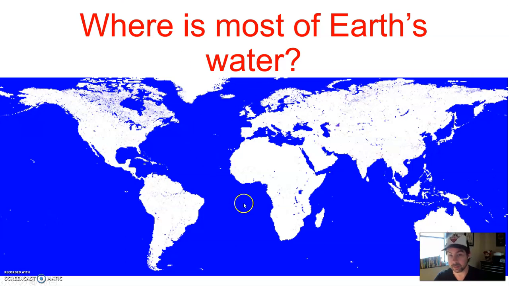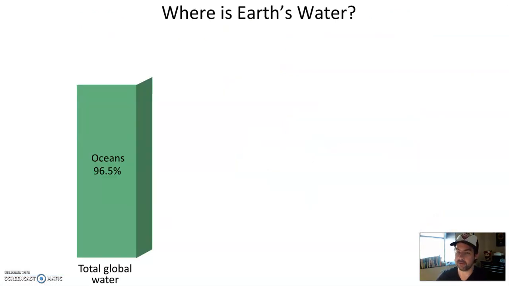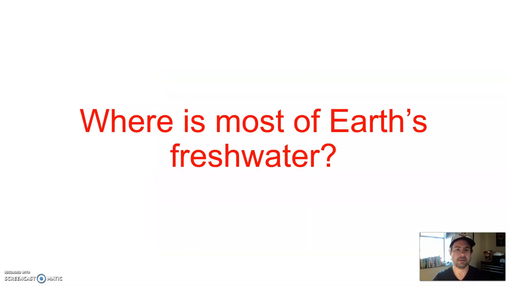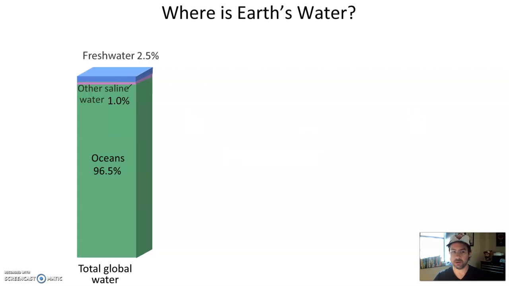The oceans. All right. Obviously, most of the water is in the oceans. The Atlantic Ocean, Pacific Ocean, Indian Ocean, Arctic Ocean, Southern Ocean. Most of Earth's water is in the ocean. How much so? 96.5% of Earth's water is in the ocean, which leaves about 2.5% fresh water and 1% other saline or other saltwater features. Okay, so most of Earth's water is in the oceans.